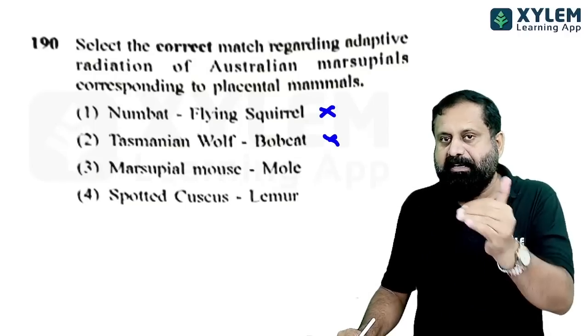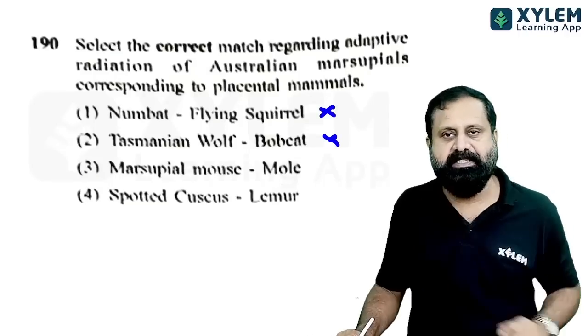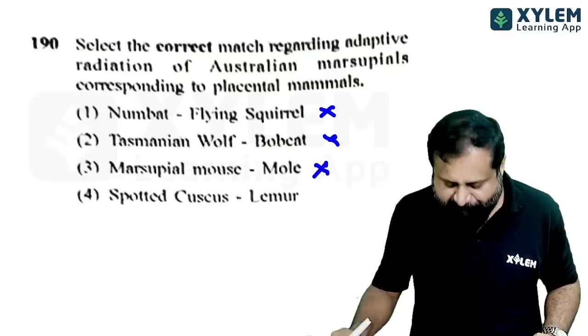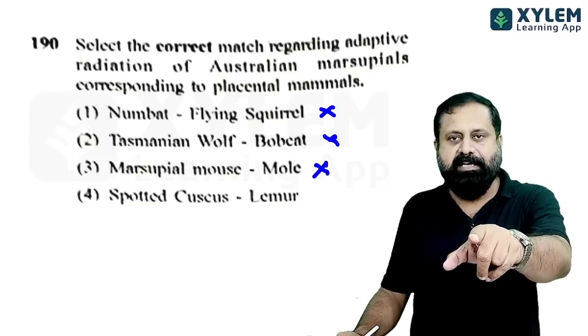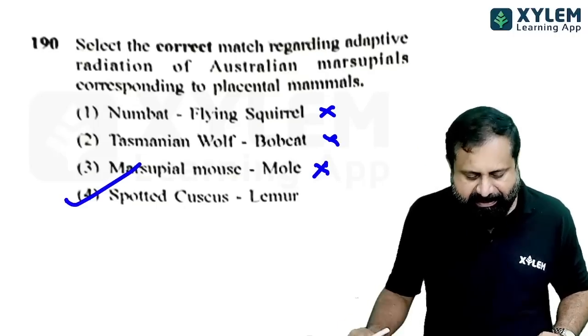Marsupial mouse is correctly matched with the placental mouse. So this is also wrong. Spotted cuscus is equal to lemur. That is correctly matched in your NCERT. So 4 is the right answer.